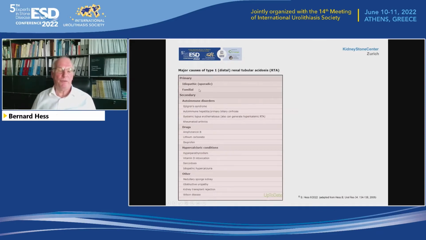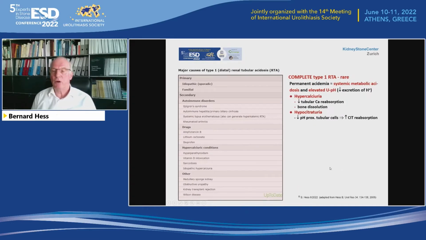There are primary forms. Secondary forms occur in connection with autoimmune disorders, drugs, hypercalciuric conditions, for instance, hyperparathyroidism, and medullary sponge kidney, and so on, as you all know. There are two forms. The complete type 1 RTA is a rather rare disease and is characterized by permanent acidemia, which means systemic metabolic acidosis, and an elevation of urinary pH.